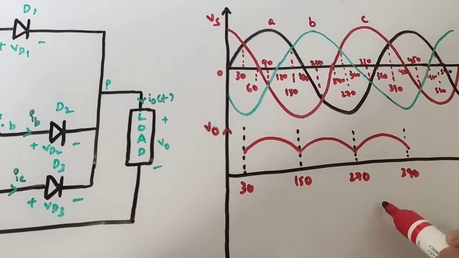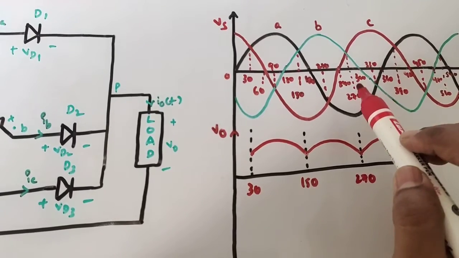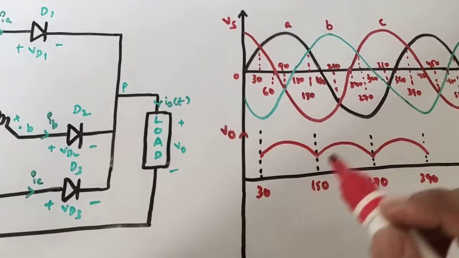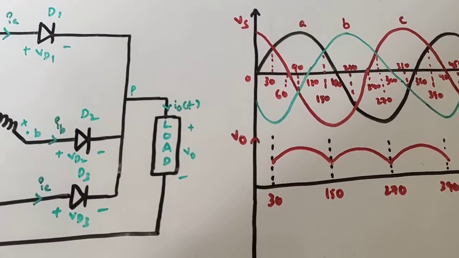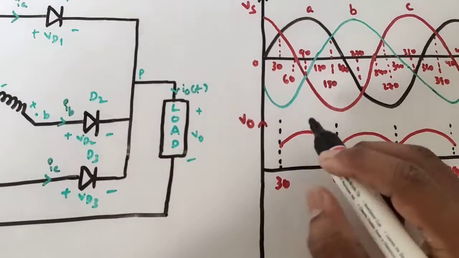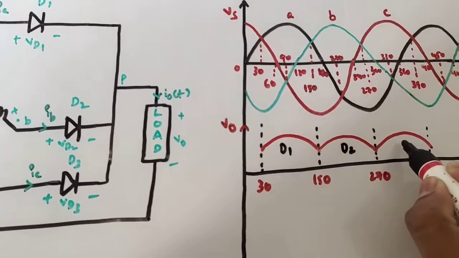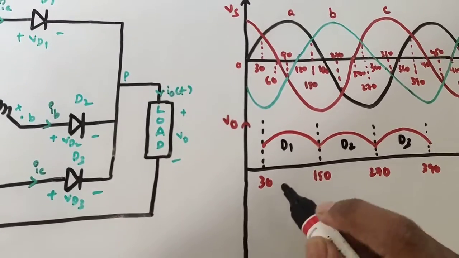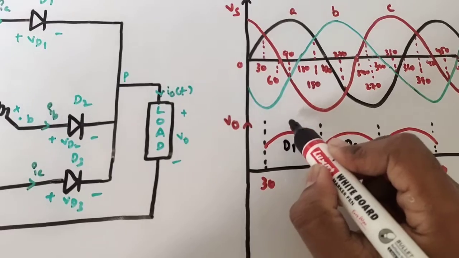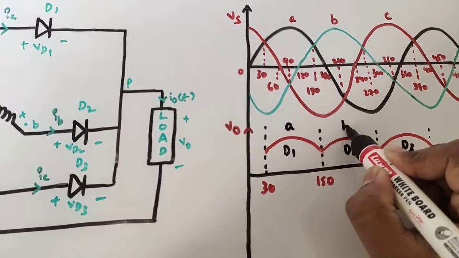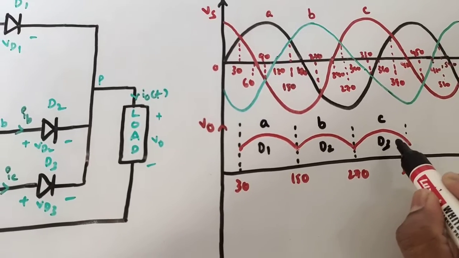And similarly from 270 to 390, it is C phase that is more positive when compared to A and B phases. So that is the only reason. It's like diode D1 is going to be conducting over here, diode D2 is going to be conducting over here, and diode D3 will be conducting here. And moreover, it is phase A, phase B and phase C. Understood?